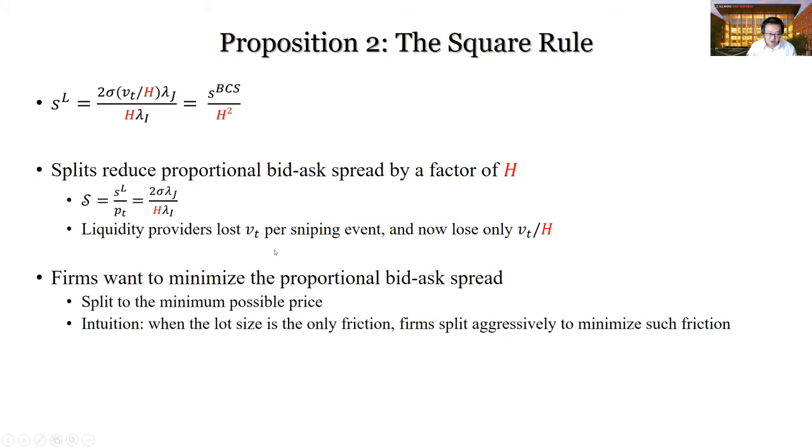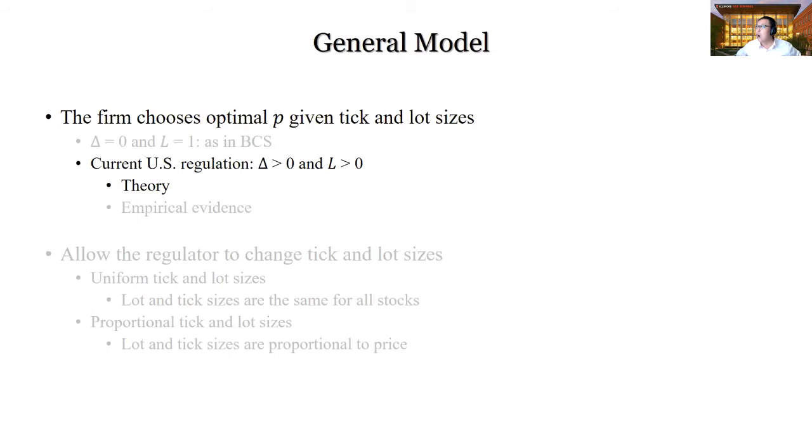It's because the liquidity provider's loss each time is small. So then what about the firm? The firm's decision in this framework is surprisingly simple. You choose a very low price, as low as possible. Why? Because if the lot size is the only friction, which is the case in BCS, firms split aggressively to minimize the lot size. Basically, you choose a very low price. But then the question is, why don't we see so many low-price stocks in the US?